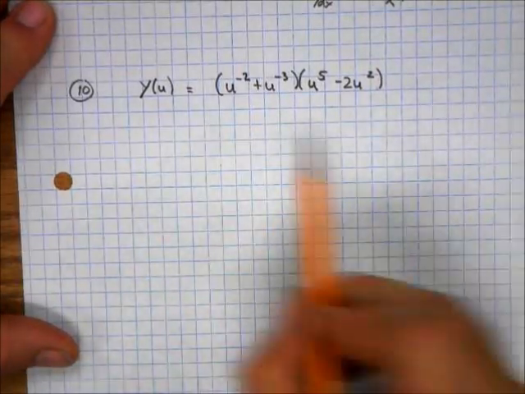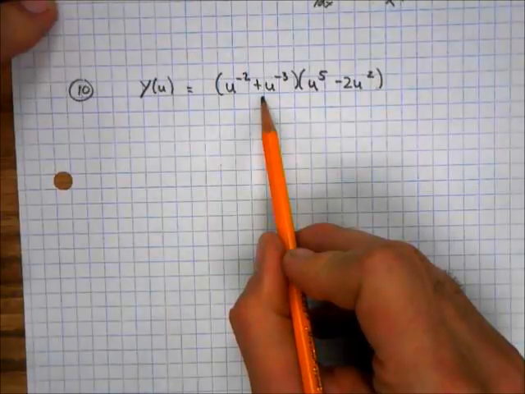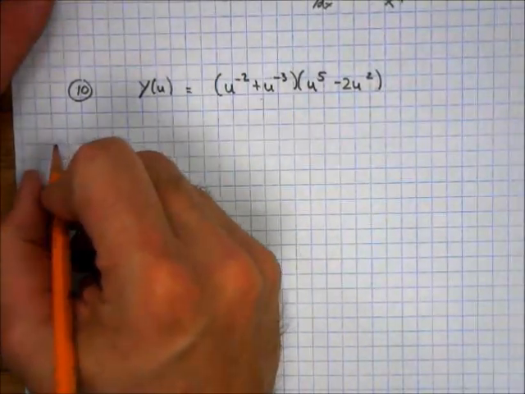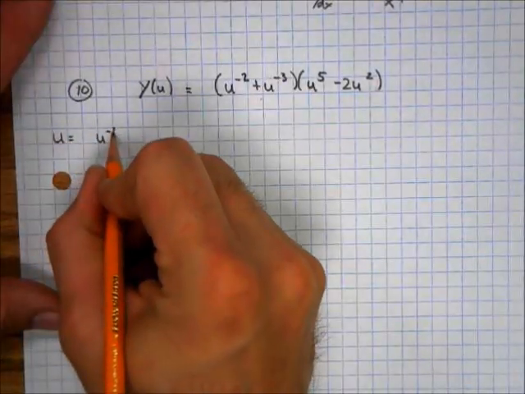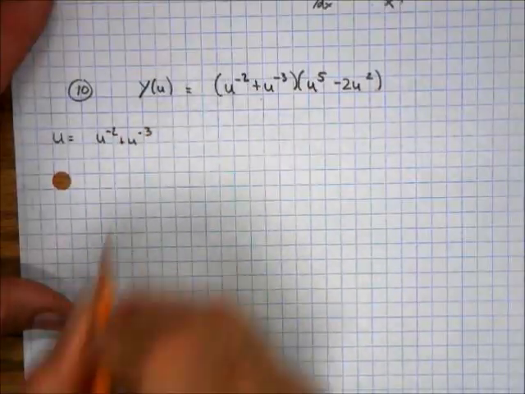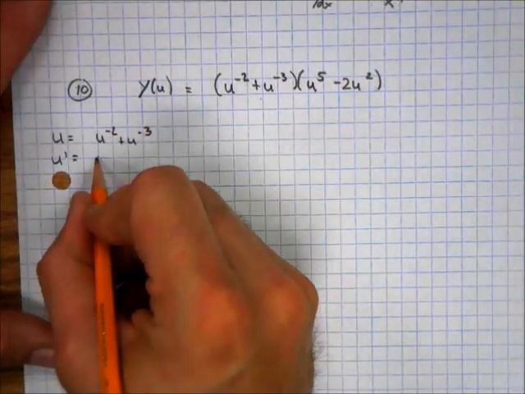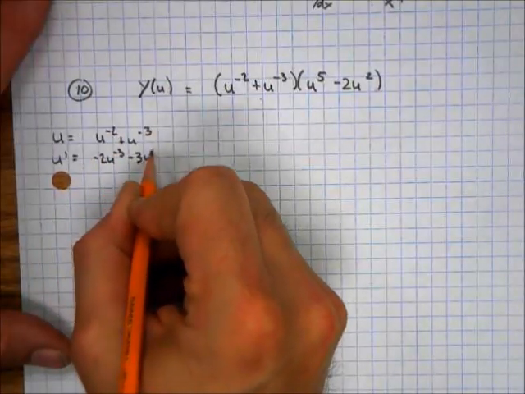Number 10, we have our product. So we're going to use the product rule here. Okay, so let's say u is u to the negative 2 plus u to the negative 3. U prime is negative 2u to the negative 3 minus 3u to the negative 4.